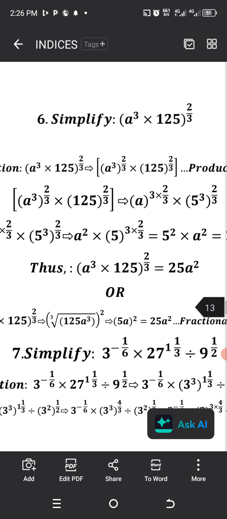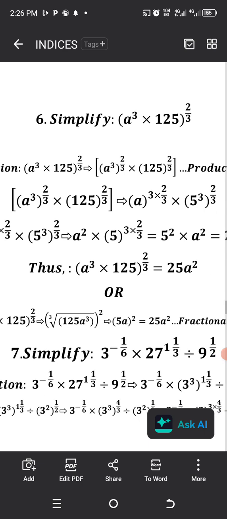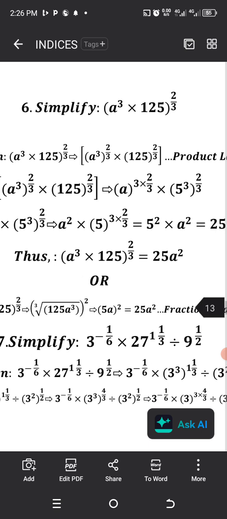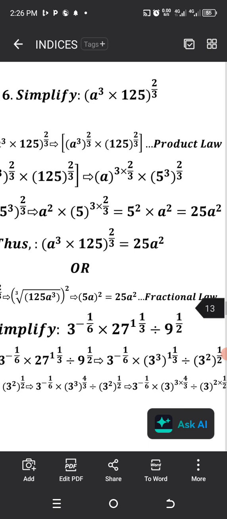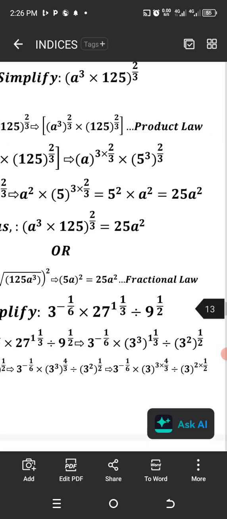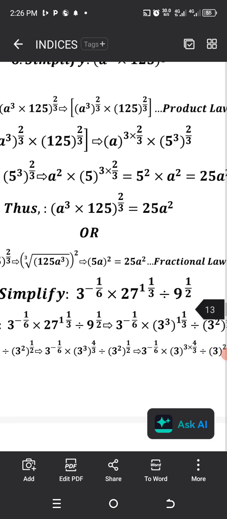And for that 5 aspect too, we've taken out the 5 inside the parentheses, the index inside the parenthesis, we've taken it outside and it's now multiplying the outside index. So that is why we have 3 multiplied by 2 over 3. And the solution is 5 raised to power 2. So you will see that we're having 5 raised to power 2 multiplied by a raised to power 2, which the final answer is 25a raised to power 2.